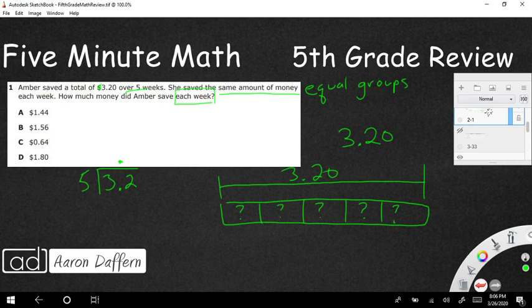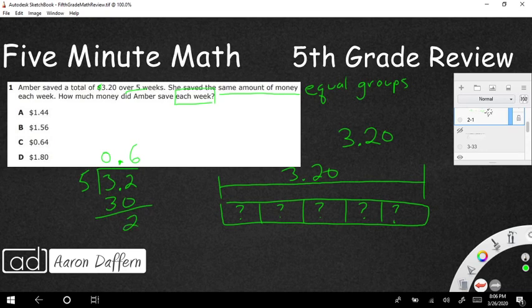So 5 does not go into 3. So let's go ahead and put a 0 here. You always want to put a 0 in front of the decimal point. So 5 goes into 32, and that's just going to be 6. And so 6 times 5 is 30. We have a little bit of remainder 2.